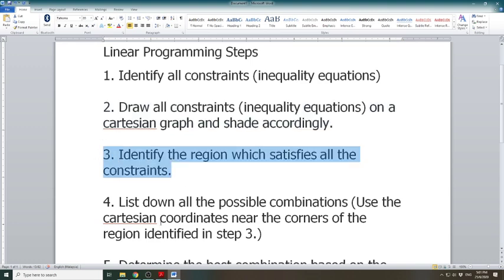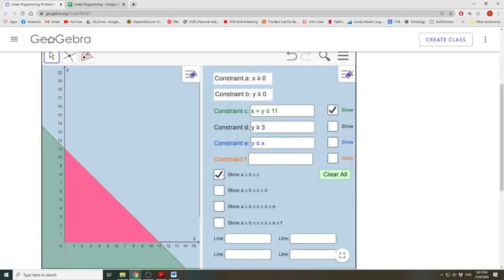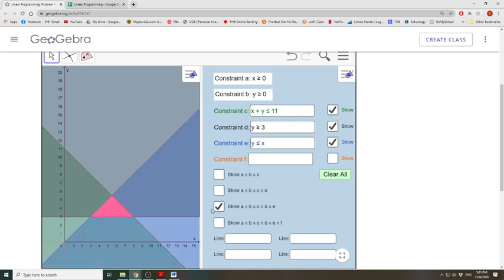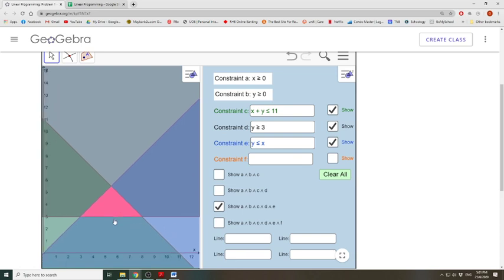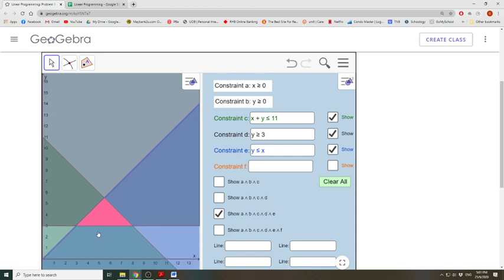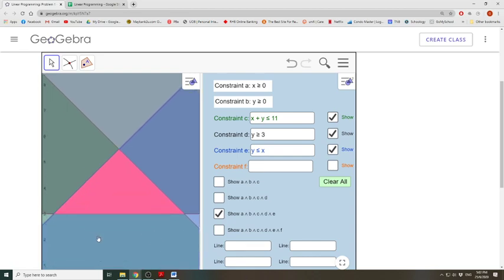Next we need to identify the region that satisfies all these constraints. If I just show this one, A, B and C only, it is only this region. Then I add this region, so the pink one is what satisfies it all. And finally we have this one. So which is the part that satisfies everything? Here.